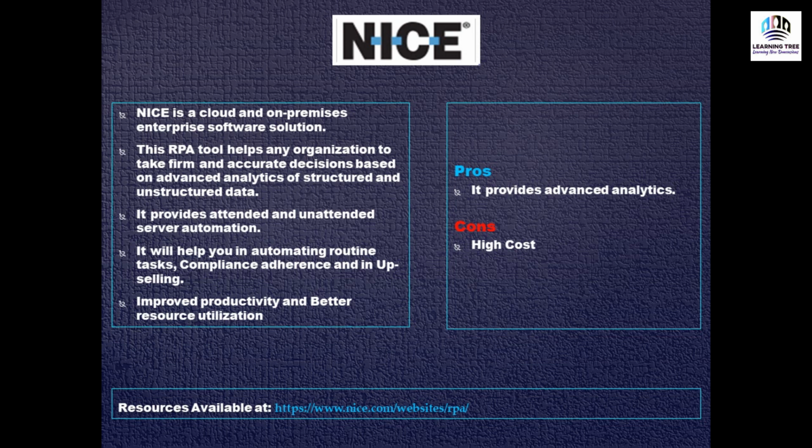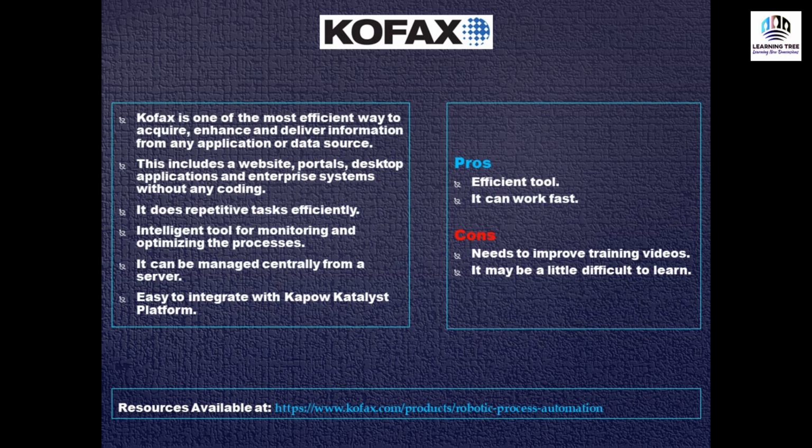The biggest plus point of Nice is that it provides advanced analytics. But, it is very costly. Next RPA tool is Kofax. Kofax is one of the most efficient ways to acquire, enhance and deliver information from any application or data source. This includes websites, portals, desktop applications and enterprise systems without any coding.